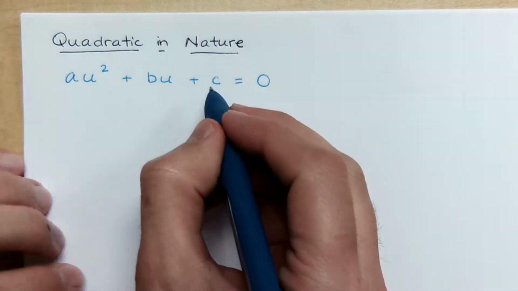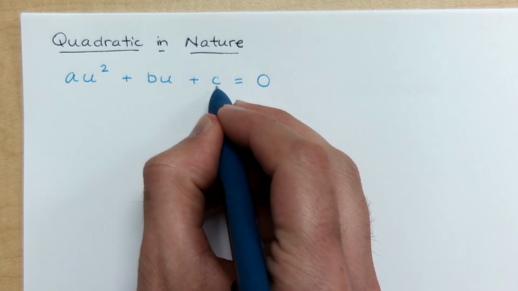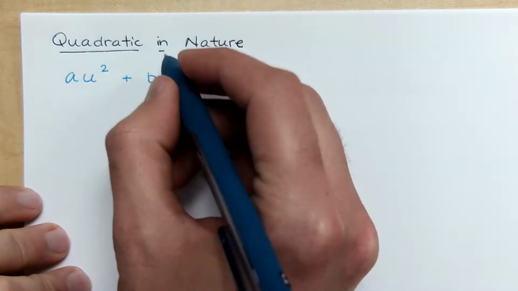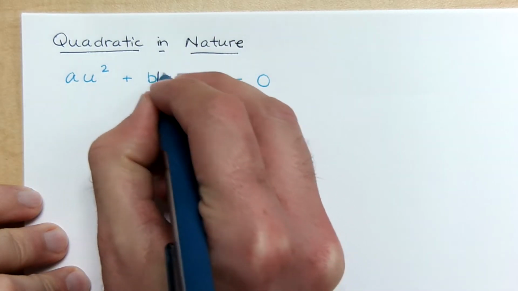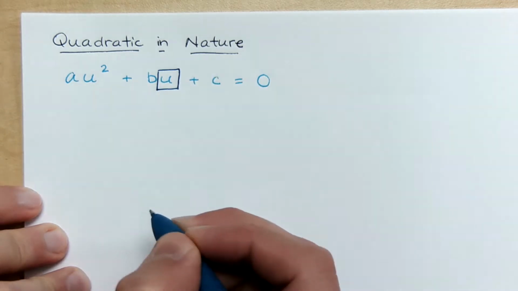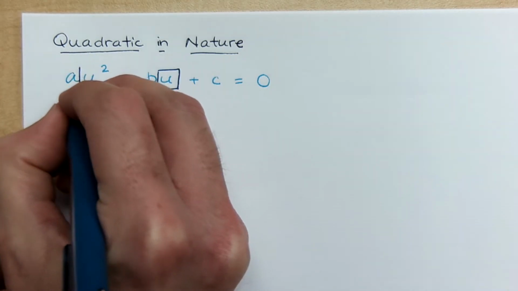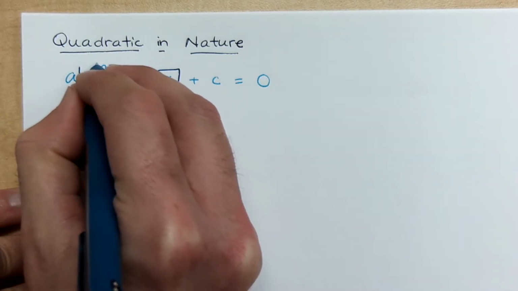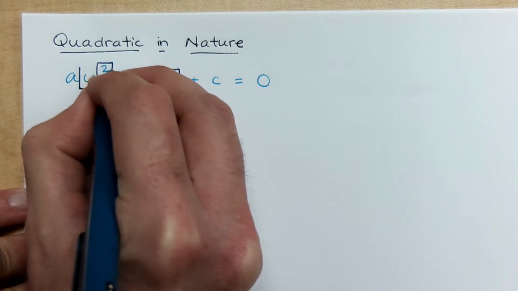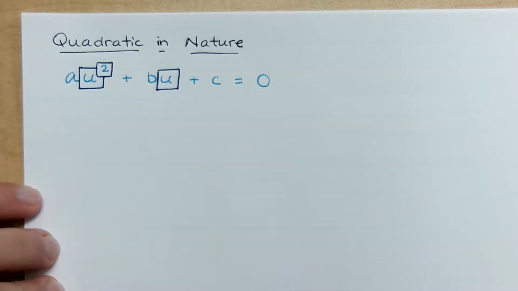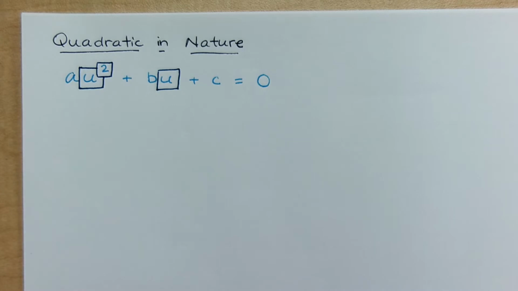So you're going to see a constant here at the end if things are quadratic in nature. You're going to see some kind of variable expression here. And then you're going to see that same variable expression in the front. And it's either going to have a square on it or it's going to have double the power. And that's what we mean by things that are quadratic in nature.